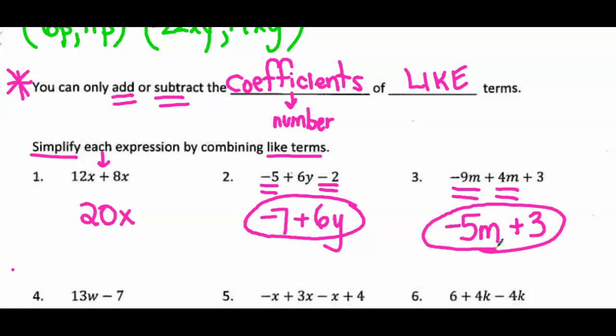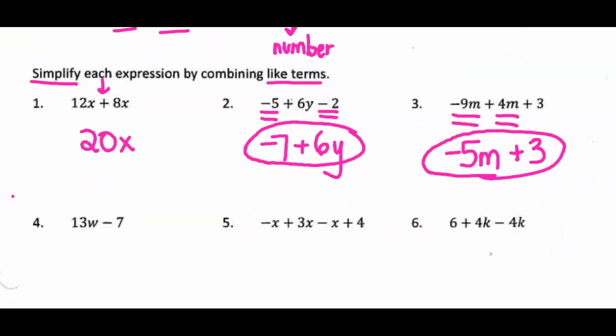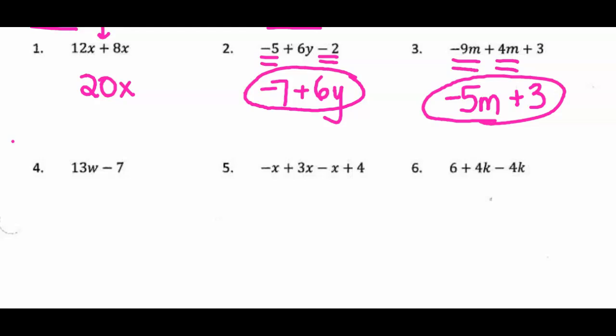So I'm going to stop talking for a minute here, and I want you to try 4, 5, and 6. I lied. I said I was going to stop talking. Just keep working. Some of you may remember this and are better than others at it. It's okay if you forget it. Just go back to what the definition of a like term is and only add coefficients of like terms.